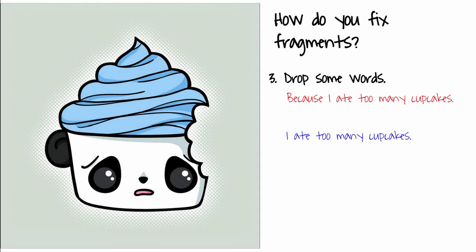The third strategy I have for fixing sentence fragments is to drop some words. When I have a sentence that starts with because and it doesn't have a subsequent clause, it's a sentence fragment. Because I ate too many cupcakes. Not a complete sentence, a fragment. So if I drop that word because, I have a complete sentence. I ate too many cupcakes.